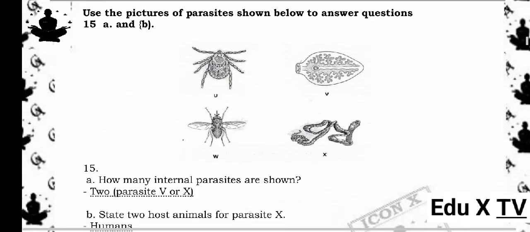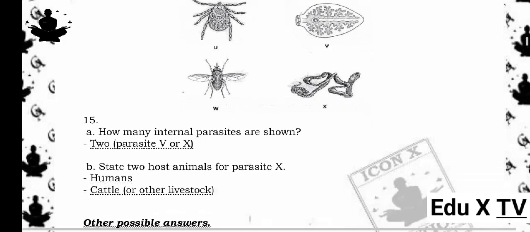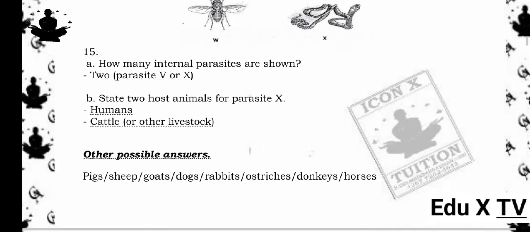Use the pictures of parasites shown below to answer questions 15A and B. 15A. How many internal parasites are shown? 2. Parasite B or X. B. State 2 host animals for parasite X. Humans, cattle, or other livestock. Other possible answers: pigs, sheep, goats, dogs, rabbits, ostriches, donkeys, horses.